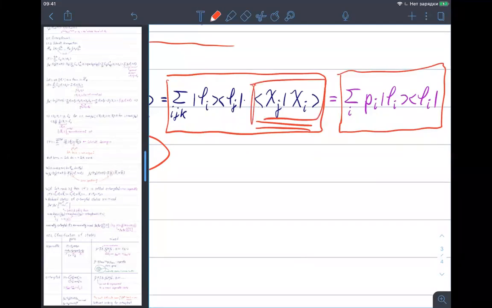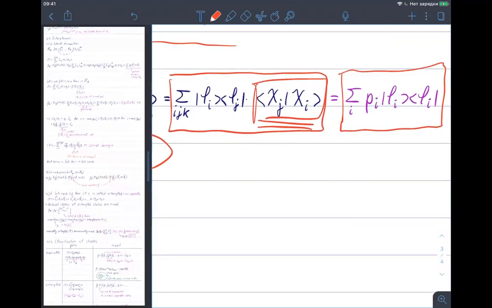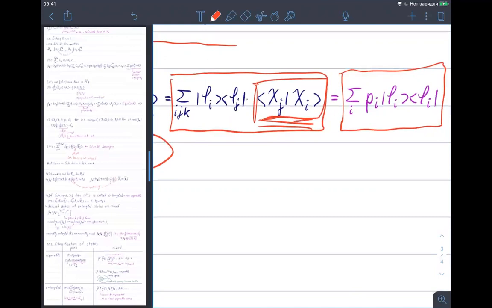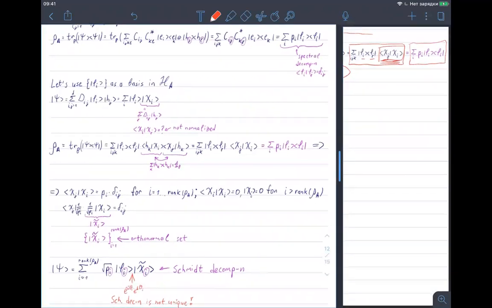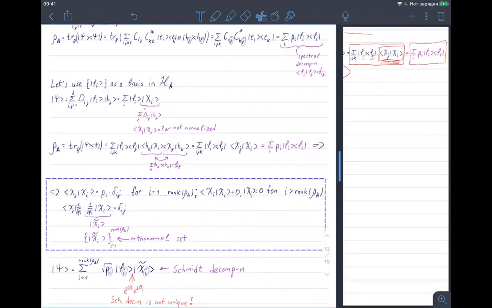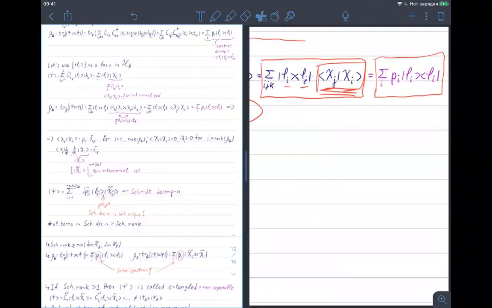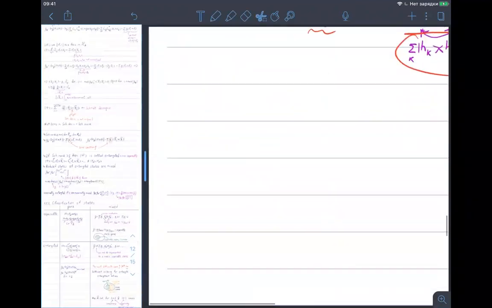From this identity, I can conclude that my states h_e_j and h_e_i should be orthogonal to each other, in order to remove the terms where i does not equal j. And what I obtain is this picture.